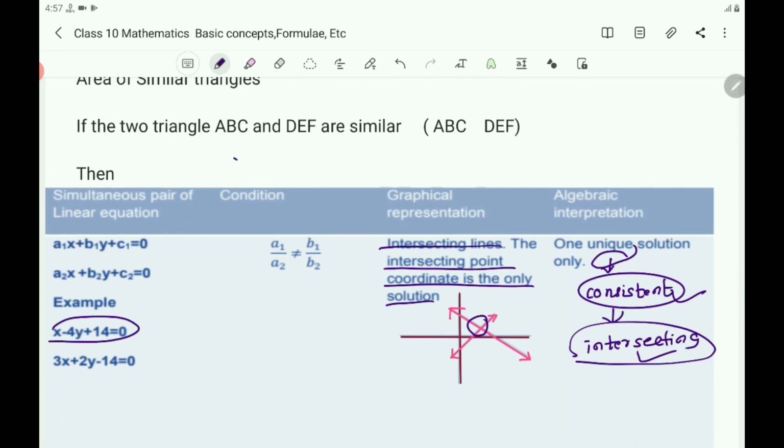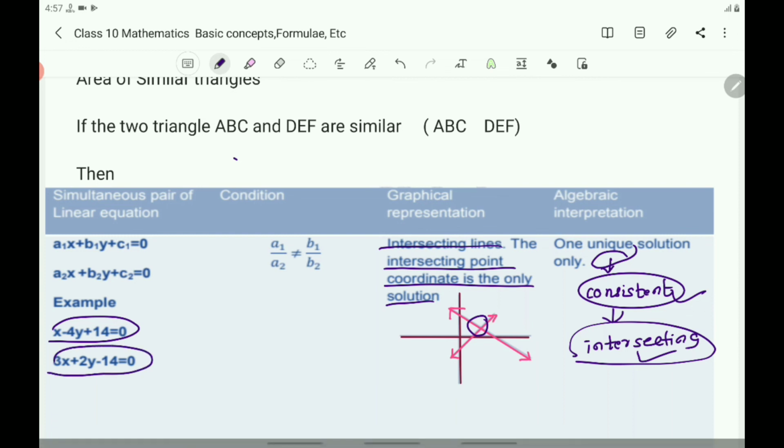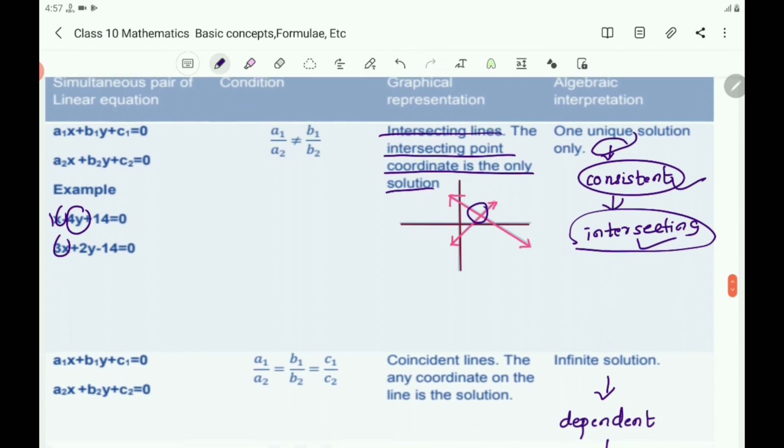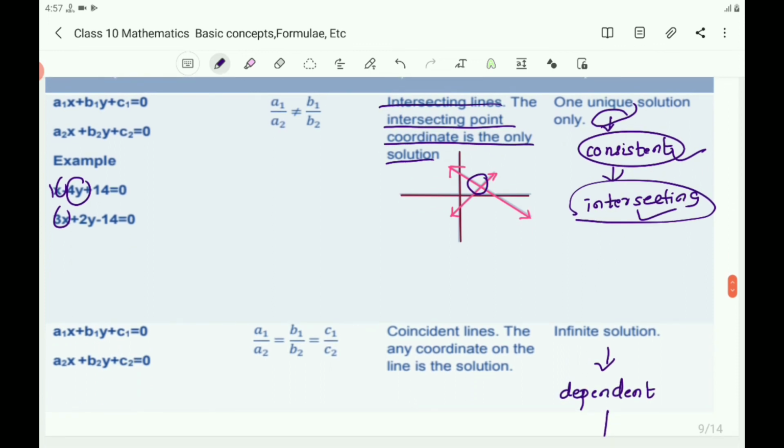x minus 4y plus 14 equals 0. 3x plus 2y minus 14 equals 0. So you take the a1 by a2, that is the coefficient of x, is 1 here. One ratio got 1 by 3. Next ratio 4 by 2. Here you know that these two are not equals. As these two are not equals, directly you can say that they are intersecting lines, consistent, and having only one solution, unique solution.